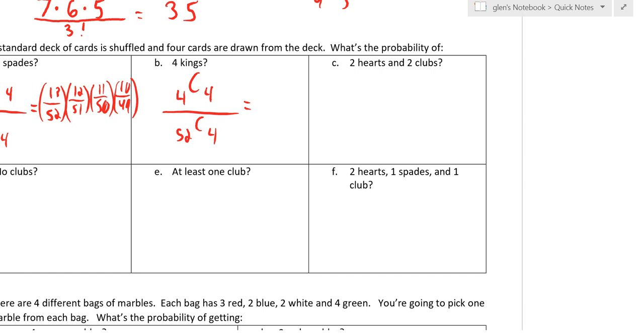So for 4 kings, the first king has a probability of 4 out of 52, and then 3 out of 51, and then 2 out of 50, and then 1 out of 49. Again, you don't do both of these. Either one of them is fine, but they are equal. Because there's 4 kings, and we need all 4 of them, the only way for us to get that hand is king, king, king, king.